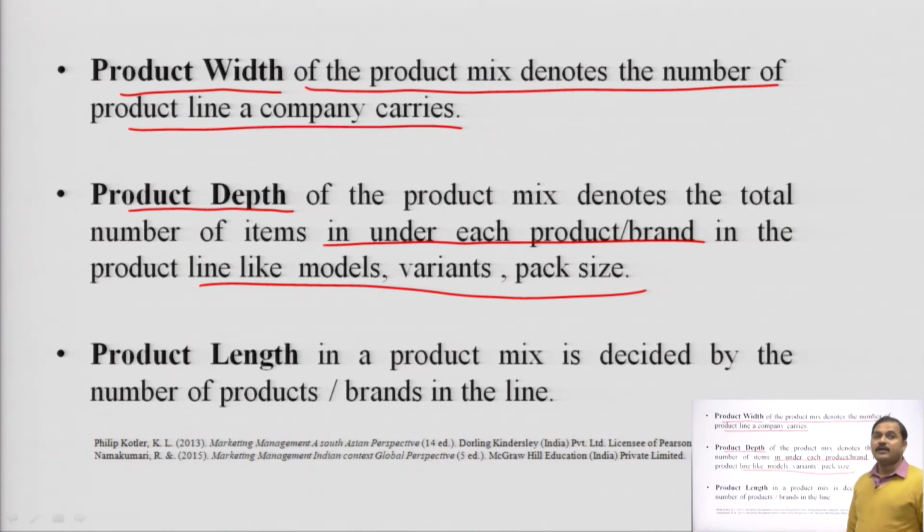The next one is product length. Product length in a product mix is decided by the number of products and brands in the line. That means I have a line, and the number of products in the complete product mix offered across the different product lines all together constitutes the product length. The more products we have in every brand line, the more the length of that product mix increases. So that is the third dimension, the product length of that product mix.